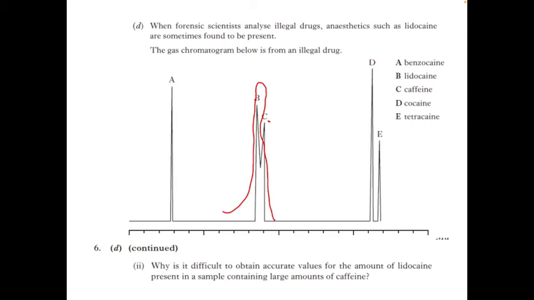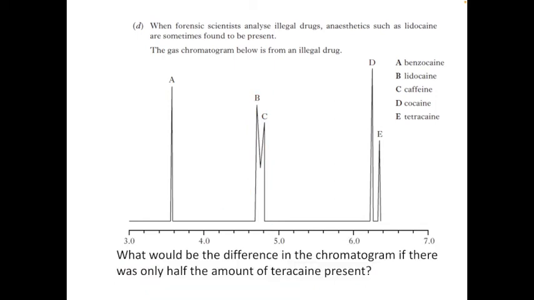So it's because they're so close together. It's because they overlap. So it's because the two peaks overlap. Okay, next one, what would be the difference in the chromatogram if there was only half the amount of tetracaine present? Tetracaine is E, well the area under the curve would be half, or the peak would be half the height.